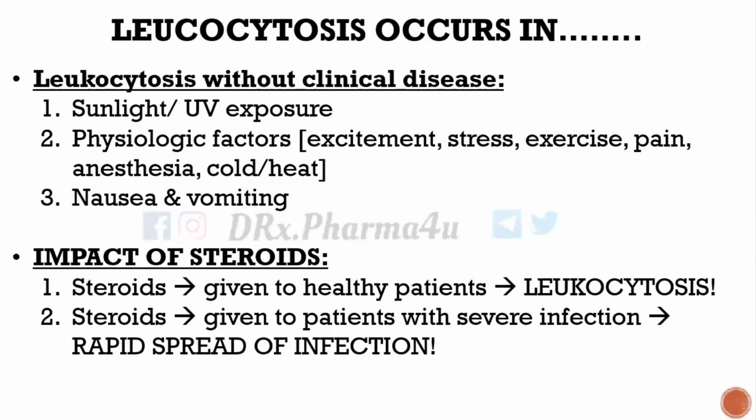There are some conditions in which you have elevated WBC, but there may not be a clinical disease. So which are those conditions? If you are having prolonged sunlight or UV light exposure, your WBCs may increase. Or any kind of physiological factors. For example, I said excitement. If you are very excited about something, that is also indicating increased adrenaline. If you are having stress or panic or something like that, there also adrenaline is involved. If you are doing too much exercise, there also it is a kind of physiological stress. So that can also increase WBC.